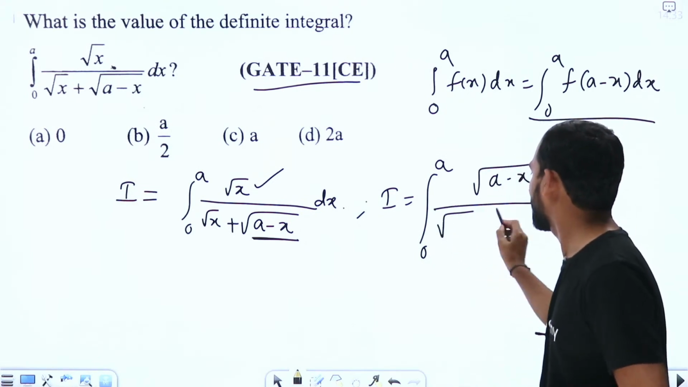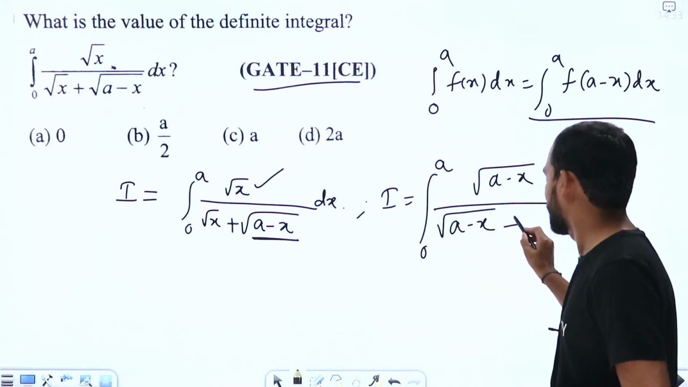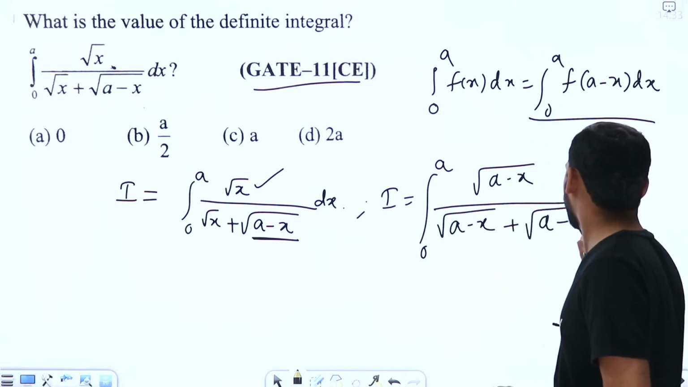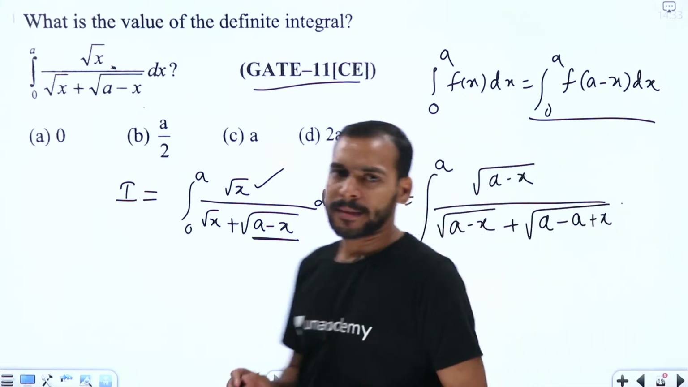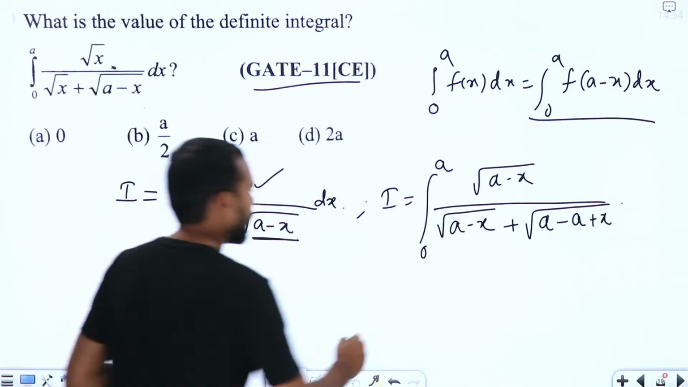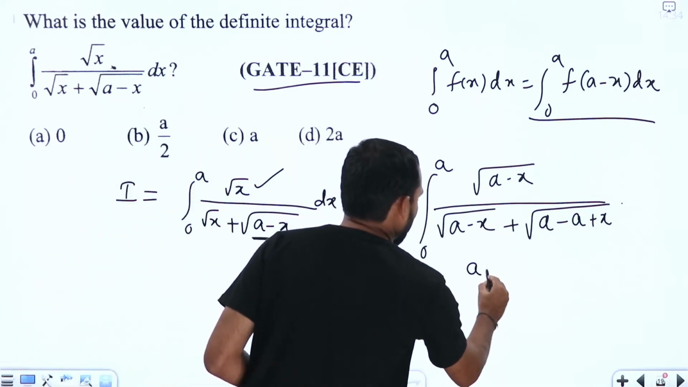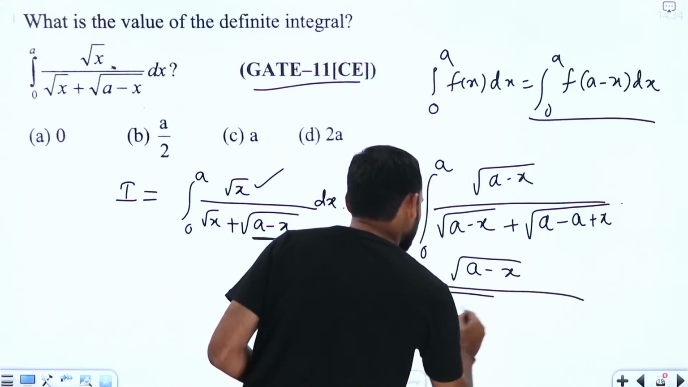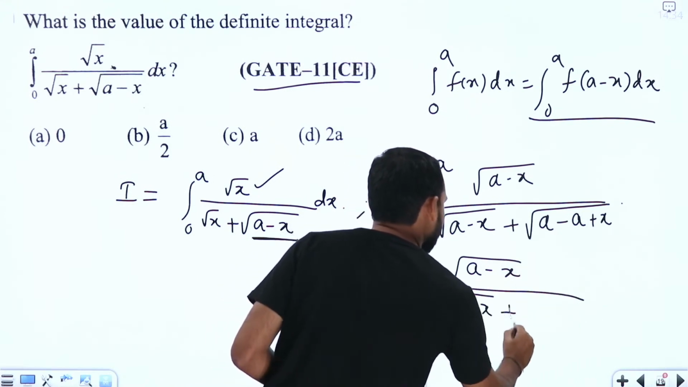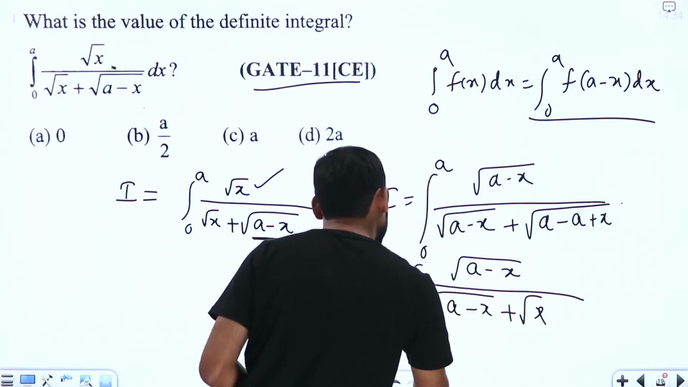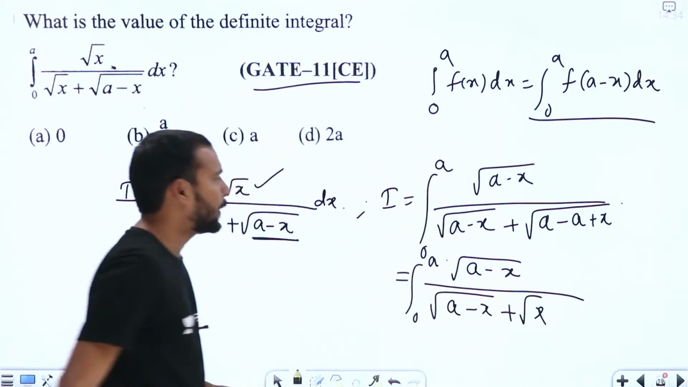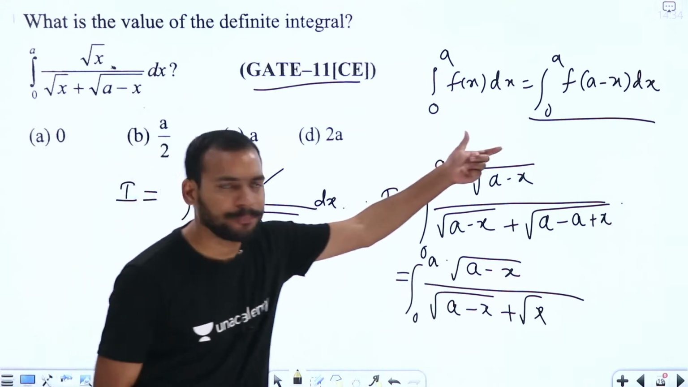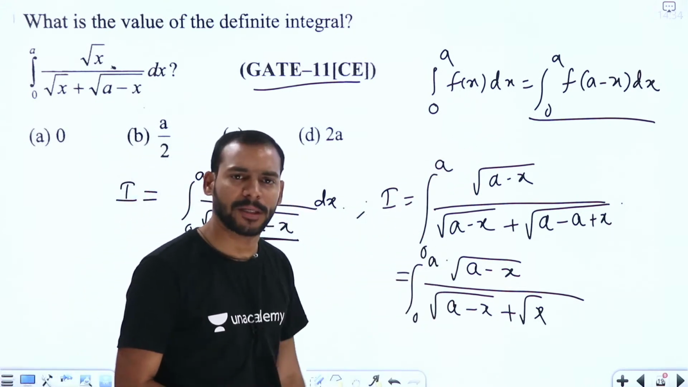Similarly, this one is going to be a minus x plus root of a minus x, so it will be a minus a plus x, right? If I try to simplify this one, what are we going to get? We are going to get root a minus x divided by, this one is also, root of a minus x plus root x here. So after applying this property, we got something like this.